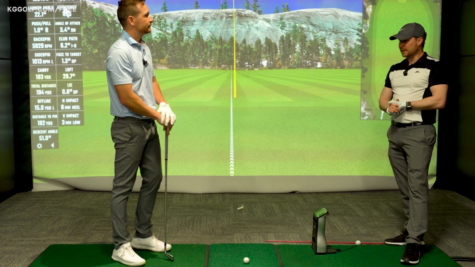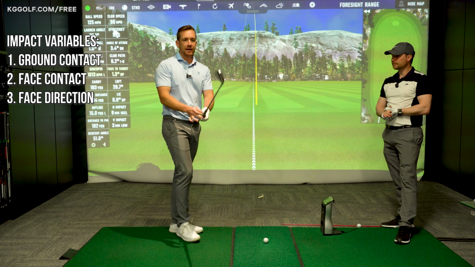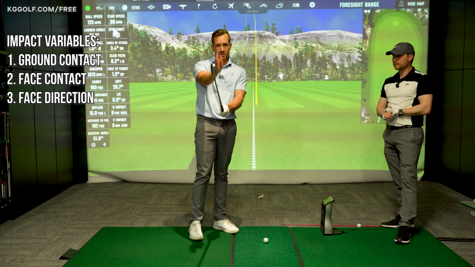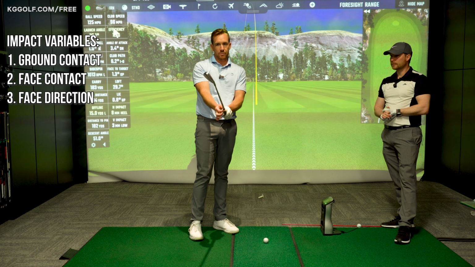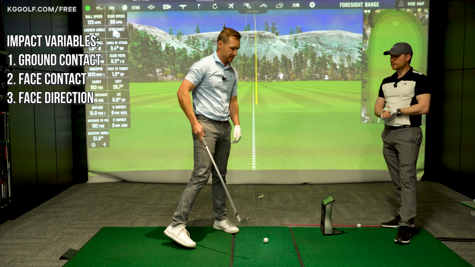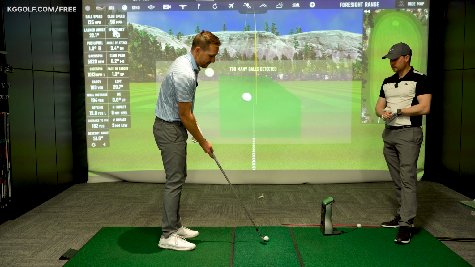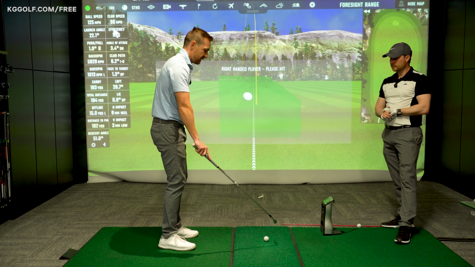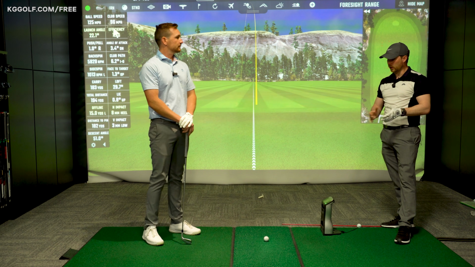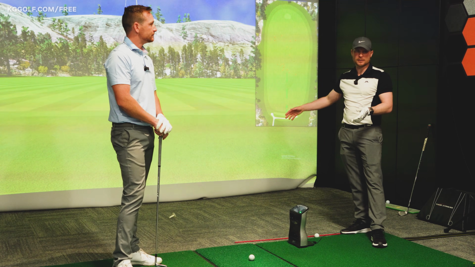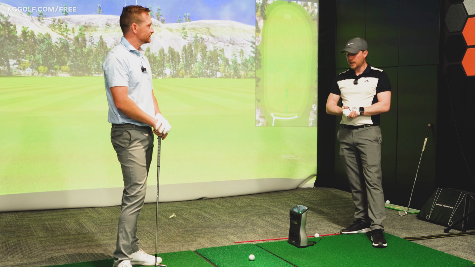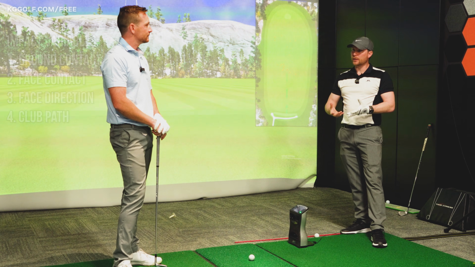What do we got next? Face direction. Okay. So the angle of the club face, if this is, let's say, a straight up and down club face, this would be open and this would be closed. And the correlating shots would be if it's aimed to the right, the ball's going to go to the right, to the left, to the left. Yeah, definitely. All else being equal, the more open the face is, the more to the right the ball's going to finish. The next one is path, club path.